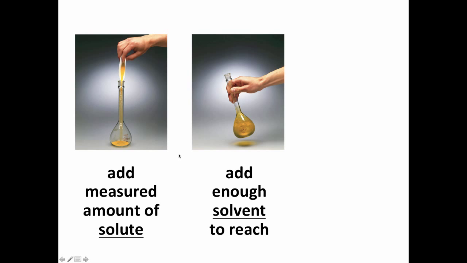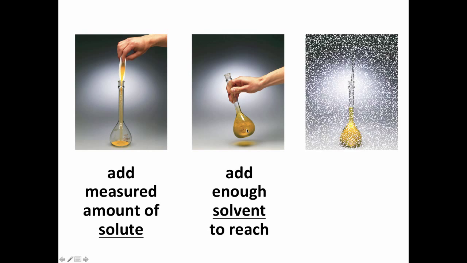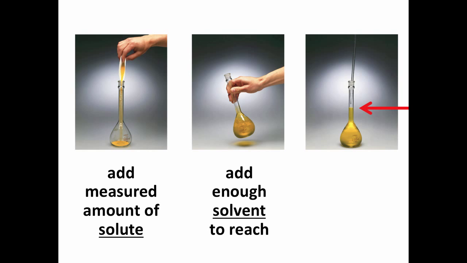Then we're going to add our solvent, and again typically it's going to be water. And we don't measure out the amount of solvent we add. We simply add enough to get the desired solution volume. And typically in a volumetric flask, there will be a line that represents your total volume that you want to get, and you will mix up your solution and achieve that desired total solution volume.